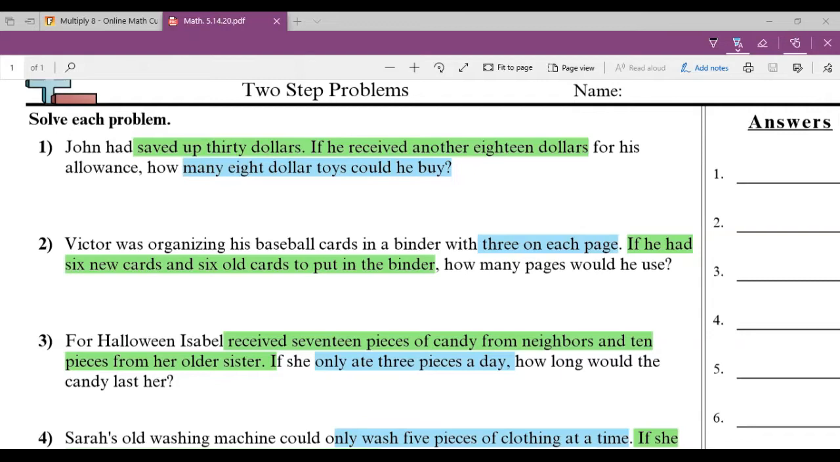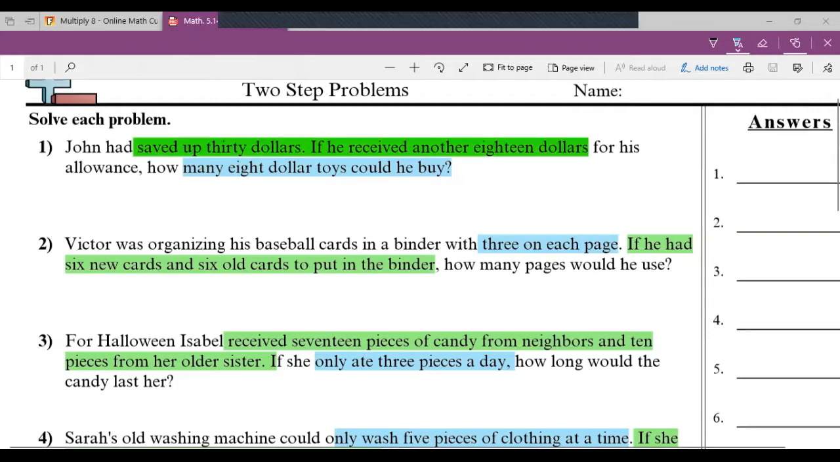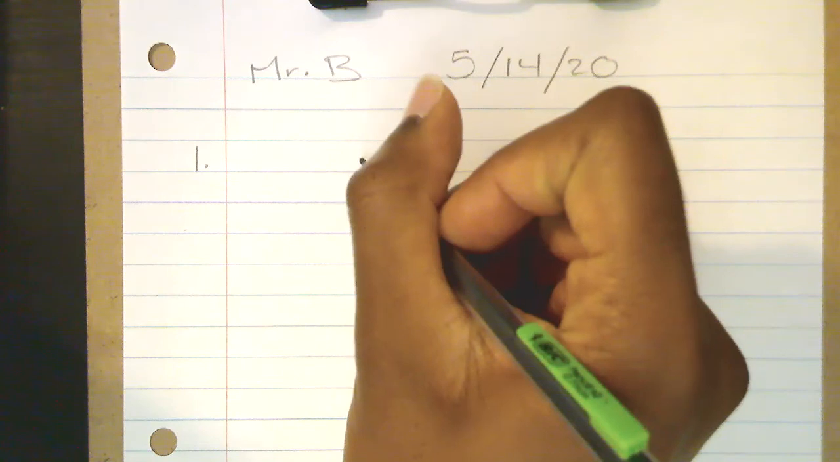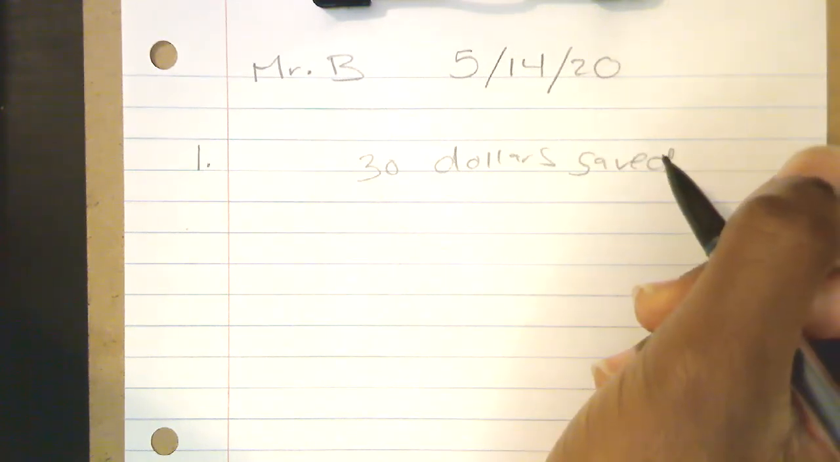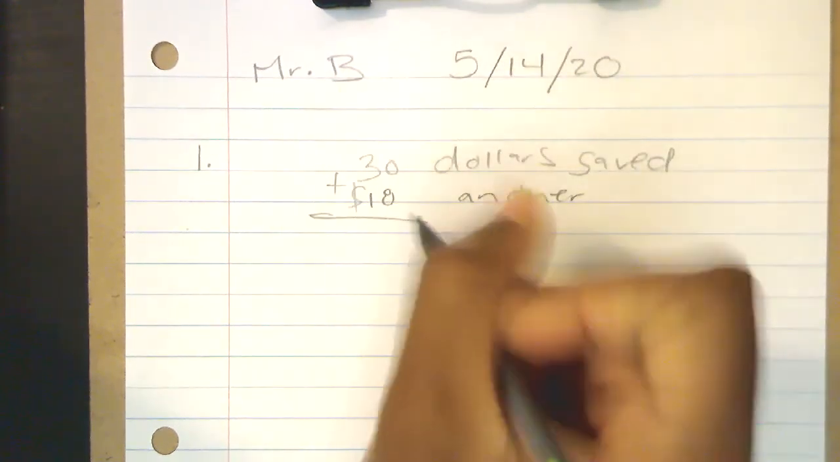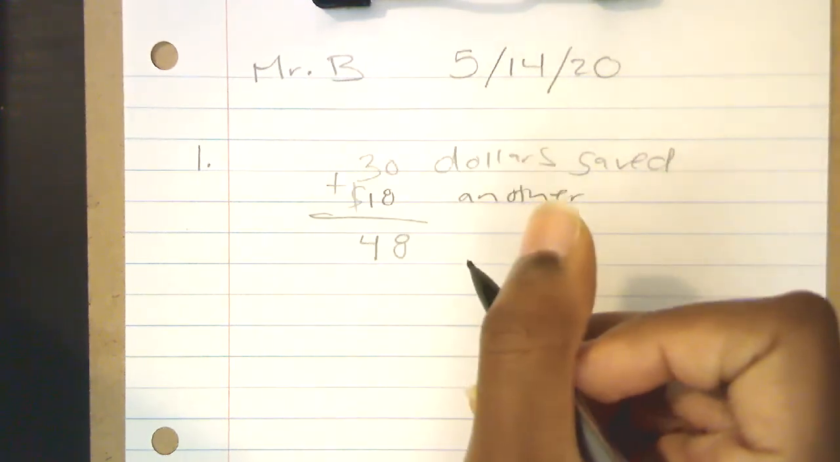Number one says, John saved up $30. If he received another $18 for his allowance, how many $8 toys could he buy? All right, let's get started. So we have John saved up $30. Okay, that's our total amount. $30 saved. That's what we know so far from that first sentence. If he received another $18, okay, this is another $18. All we're going to do is add 30 plus 18. I'm sure you picked up 0 plus 8, we know is 8, and then 3 plus 1 we know equals 4. So we have $48 so far.